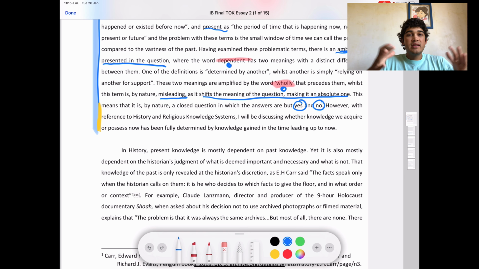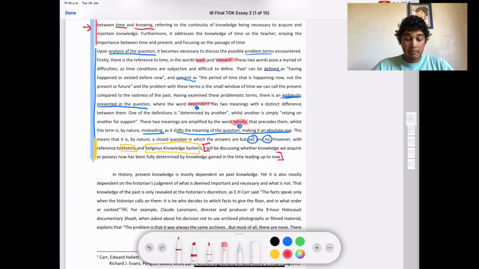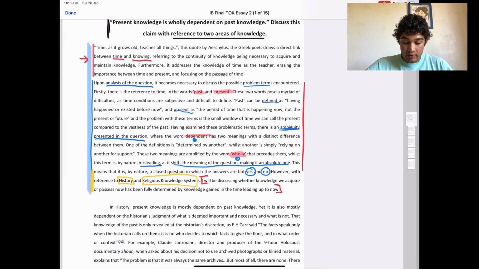And having discussed my question, you signpost what you're going to do, and this is really important that you signpost. So here, my areas of knowledge, I say, are going to be history and religious knowledge systems. And I repurpose or rephrase the question around what I want it to mean. And of course you can make up an entirely new question, but based on my definitions in this area, I can reframe my question, and that shows understanding on my part. That shows I know what the question is talking about.